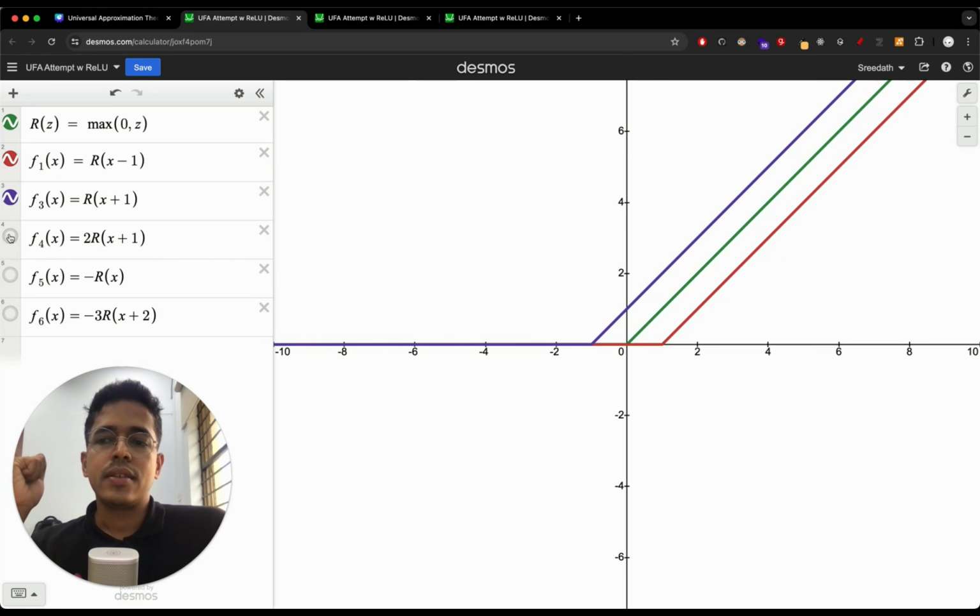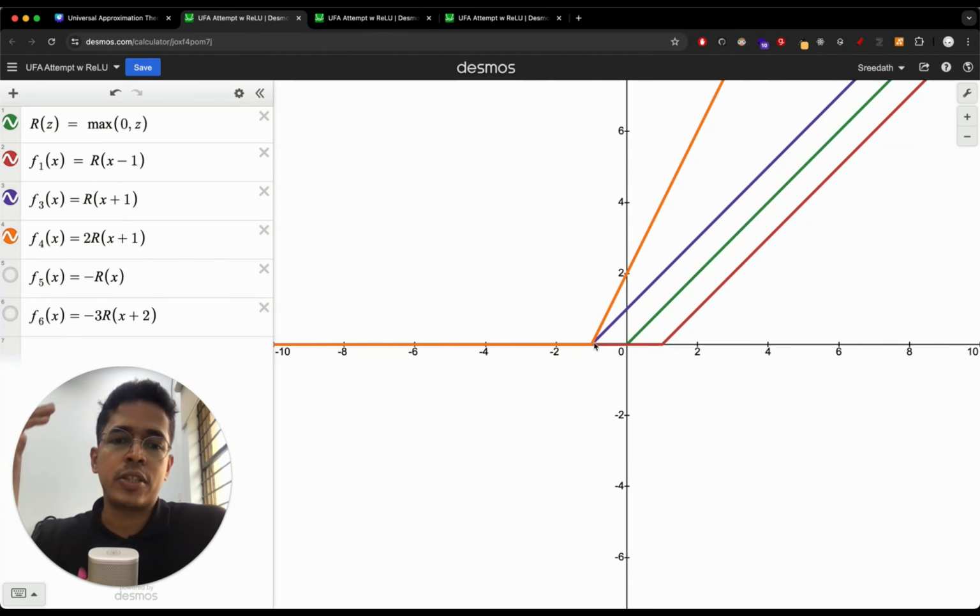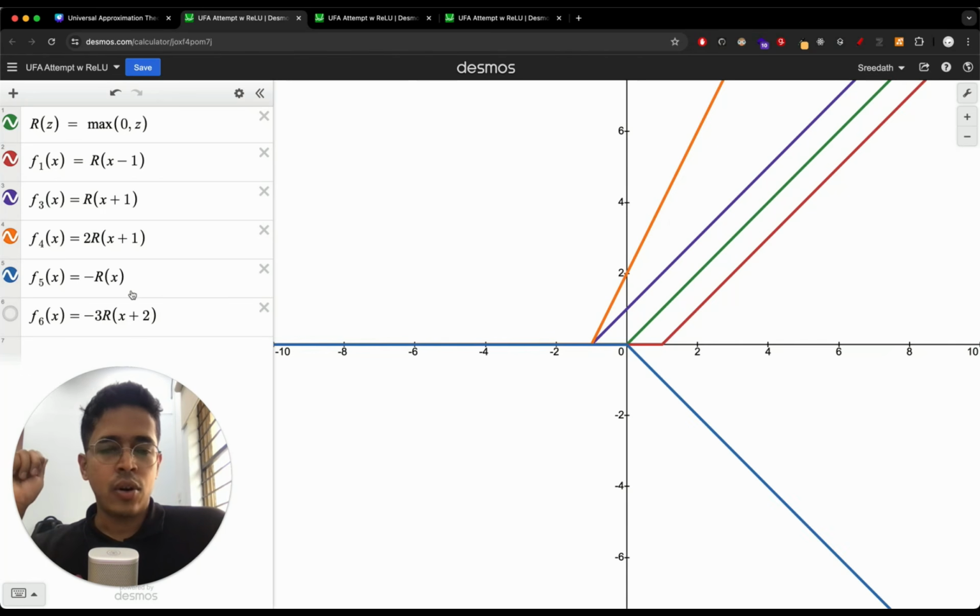Okay, let's look at y equal to 2 times ReLU of x plus 1. So now what will happen? The ReLU of x plus 1 was this purple kind of line. The slope of that in the values where the y-axis value is positive will become double, because now the function is 2 times ReLU of x plus 1. That's why this orange line will have twice the slope of this purple line. How about minus ReLU of x? So ReLU of x is this green line, right?